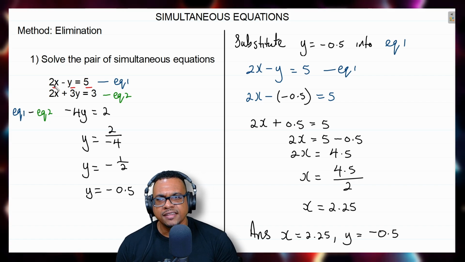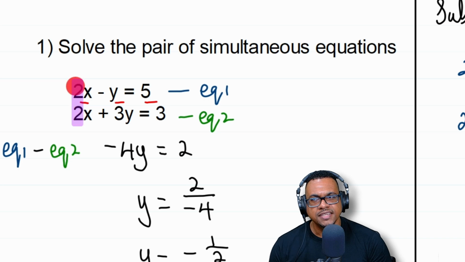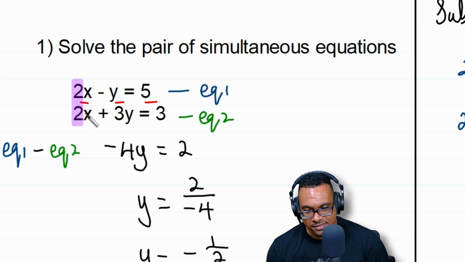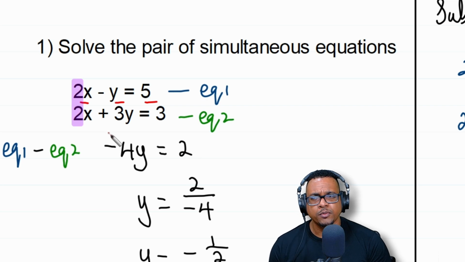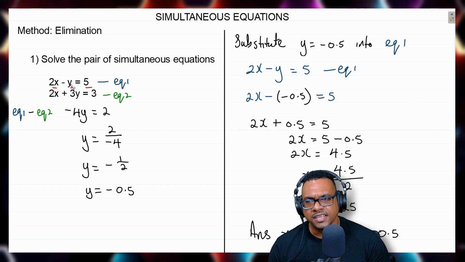Now in this question, we had the coefficient of x being the same for both equations. Therefore, we were able to eliminate the x. Now let's look at another situation where we had the coefficients of y being the same, and we'll be able to eliminate the y.